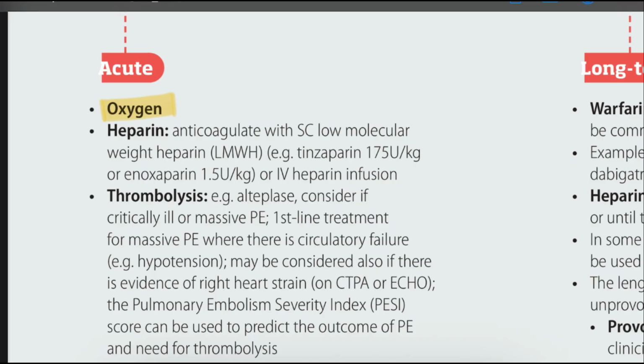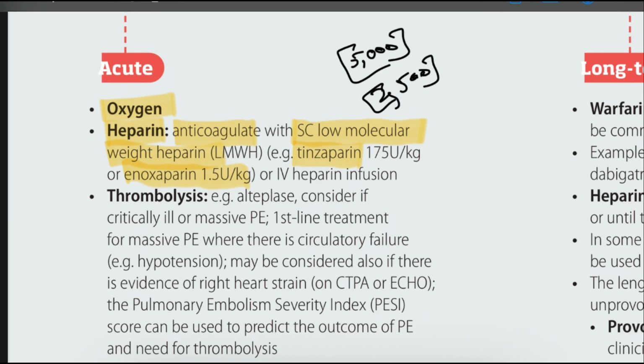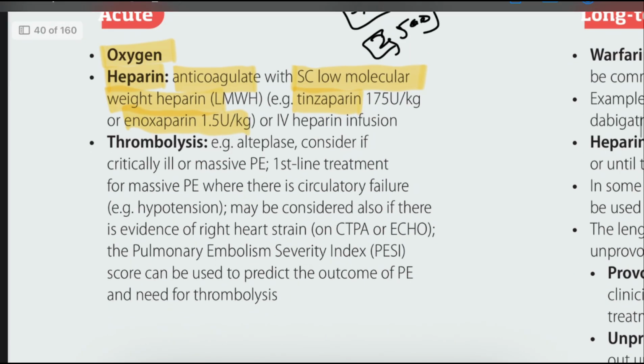So in pulmonary embolism, first we have to start with heparin. Heparin is an anticoagulant. With subcutaneous low molecular weight heparin, we have to give tinzaparin 175 units per kg, enoxaparin 1.5 units per kg. So mostly here they are giving 5000 international units or 2500 international units based on patient condition. They are going to titrate. So intravenous heparin is very important.